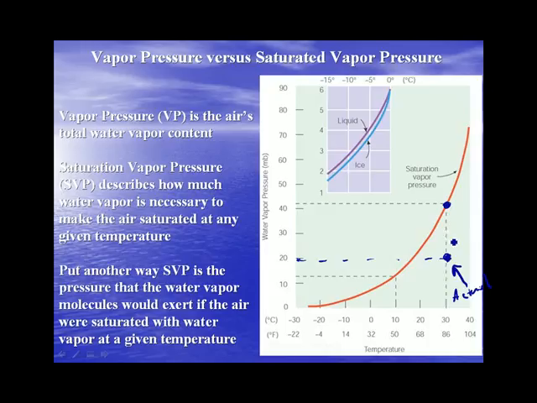Graphically, if an air parcel at 30 can hold this much water vapor, in other words 42 millibars, but it only has about 20 or 21 millibars of pressure, then I would say that it holds about half the amount of moisture, or half the amount of water vapor, that it could at this particular temperature. This is actual and this is theoretical of what it could hold at 30 degrees Celsius.